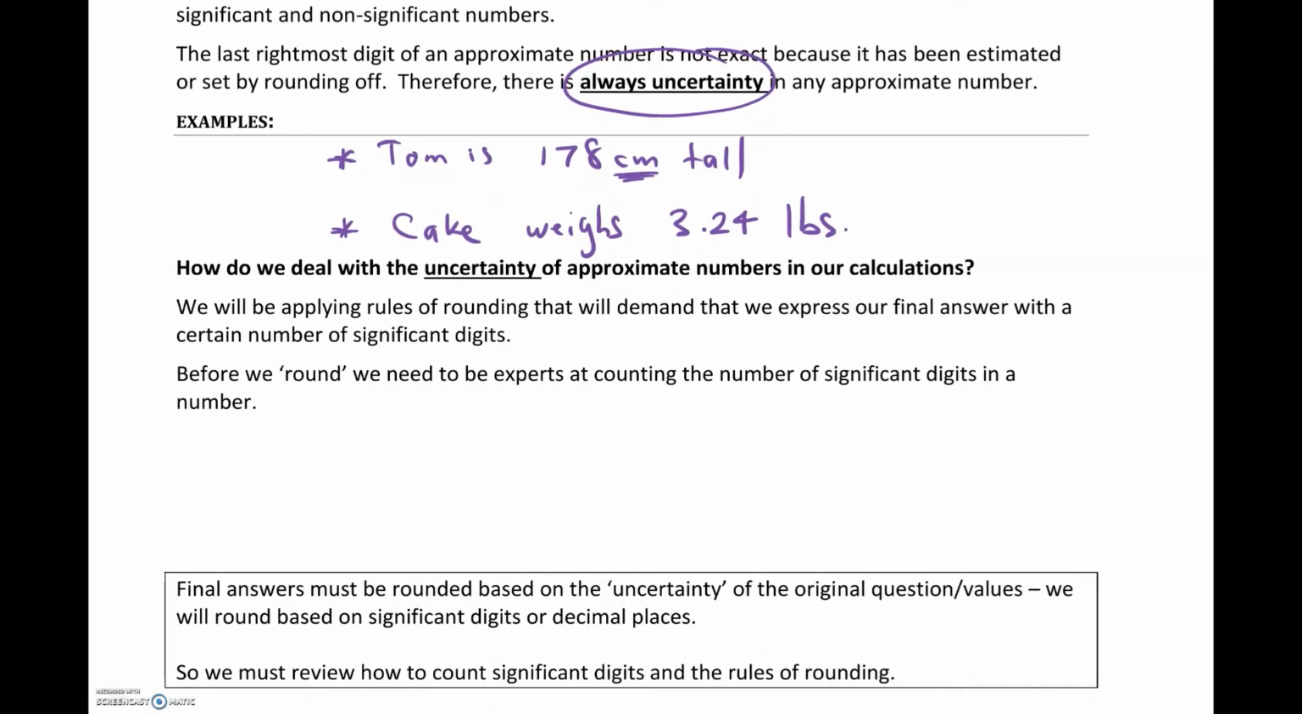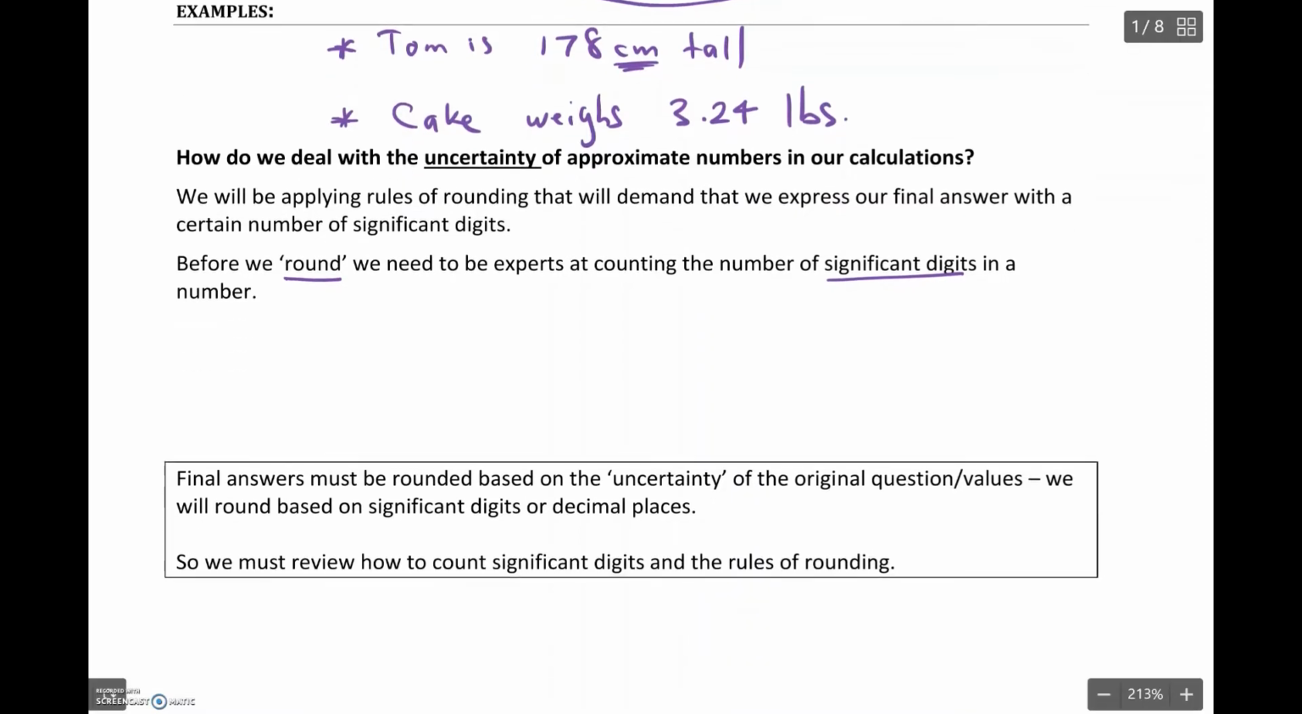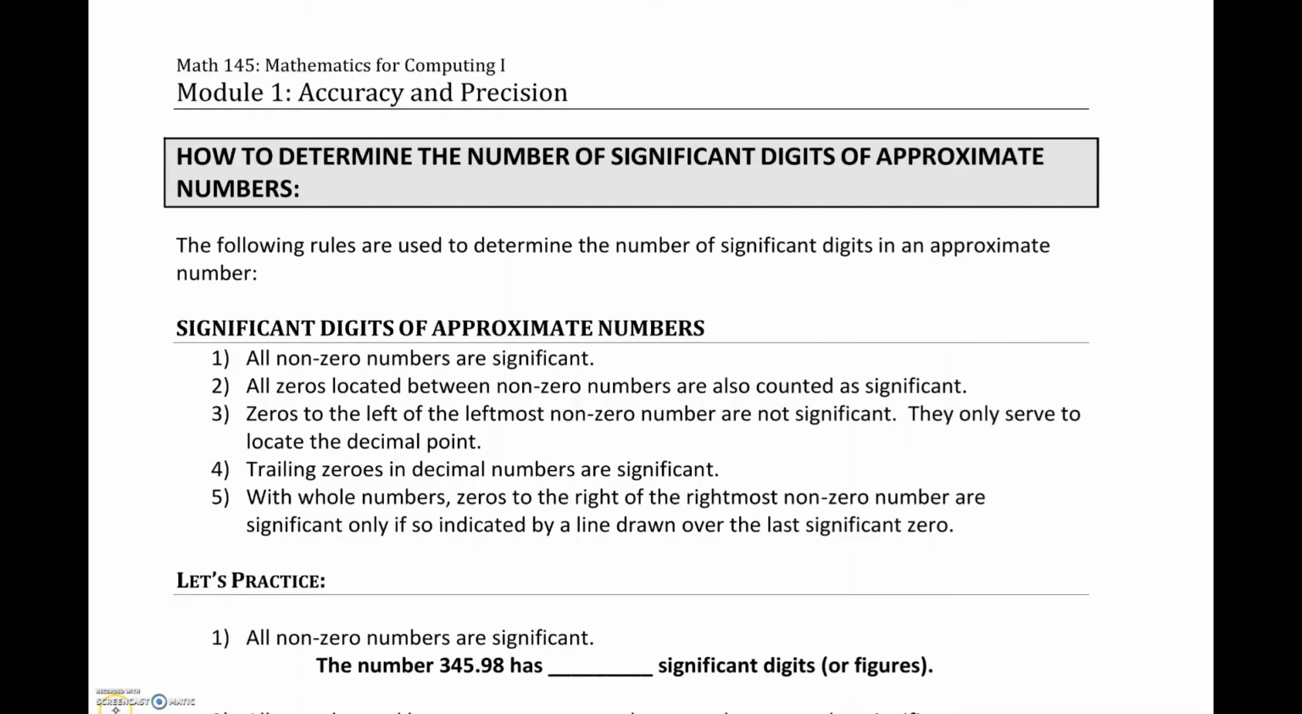Now we have to learn how to deal with approximate numbers, and we'll be considering rounding, and we're also going to be considering significant digits. First of all, we're going to be looking at how we count significant digits. That's going to be very important. Let me just say at this point that many of the concepts that we'll be looking at may seem a bit disjoint, but trust me, towards the end, it will all come together. So let us now look at counting significant digits.